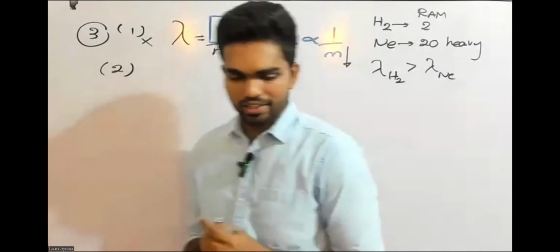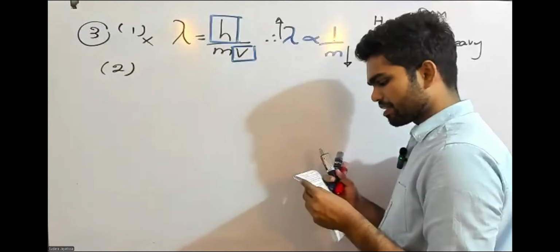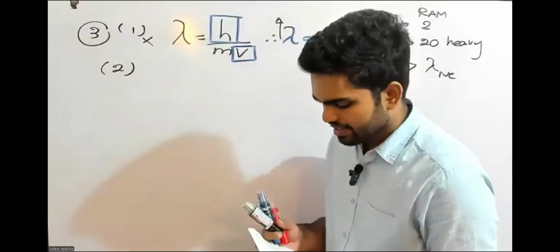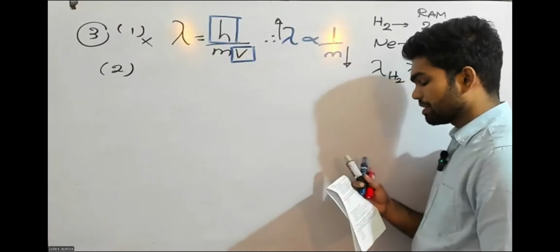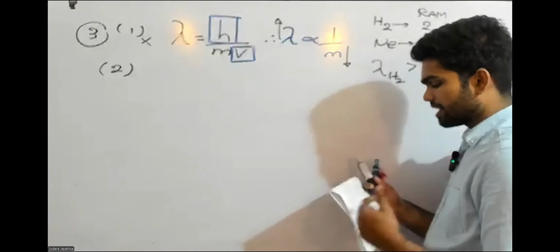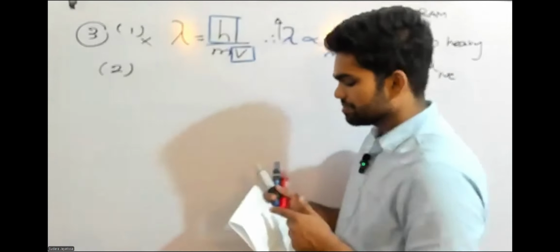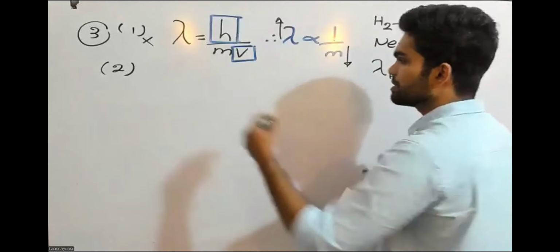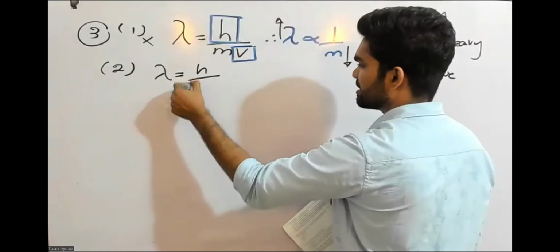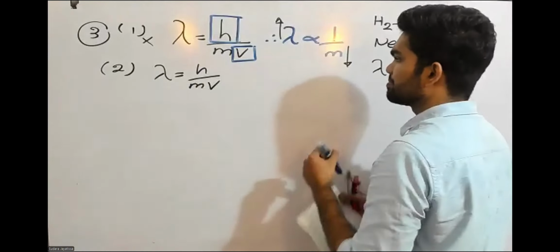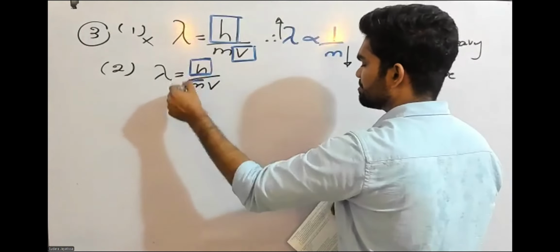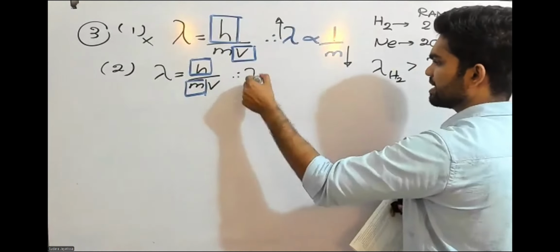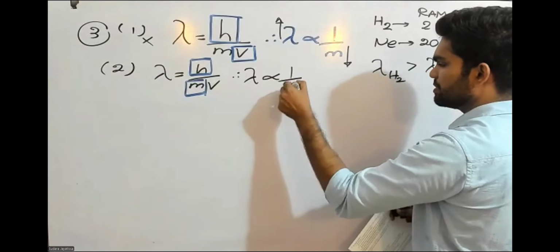Now look at the second statement. The de Broglie wavelength associated with a helium atom traveling at the speed 2 into 10 to the power 5 is longer than the de Broglie wavelength of another helium atom traveling at a different speed. So it is the same atom, but it is having two different speeds. Again, we can take the h over mv formula. The Planck constant and the masses are the same, right? So therefore we can say lambda is inversely proportional to the velocity.